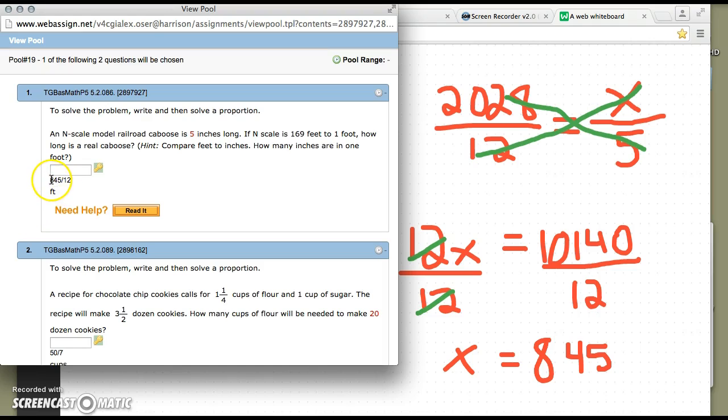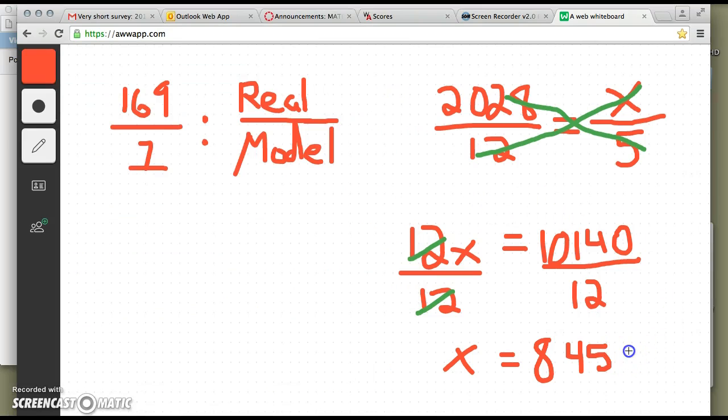Yes, so you have 845 divided by 12 feet. One thing I guess we did not do: remember, we had everything in inches. Units are important here, so this is going to be inches. If you wanted to know this answer in feet, you would still have to divide it by 12 yet again.